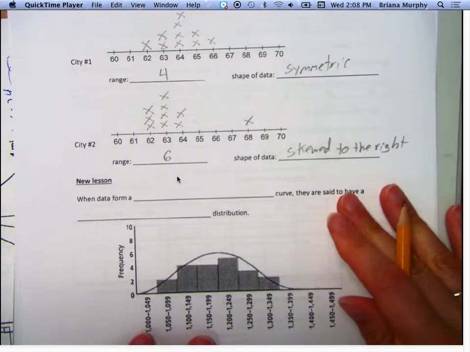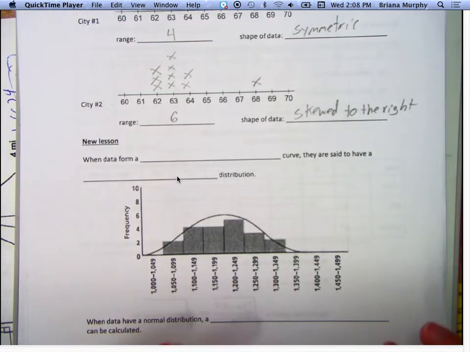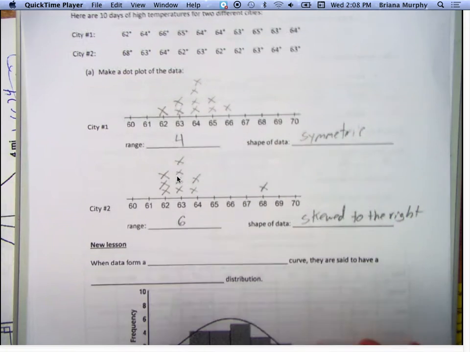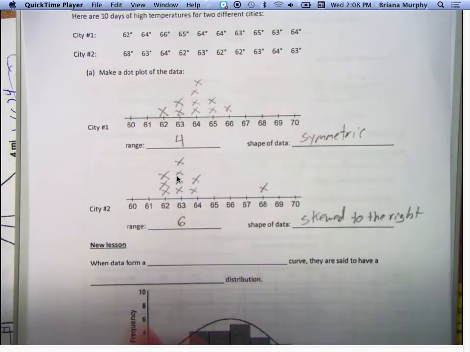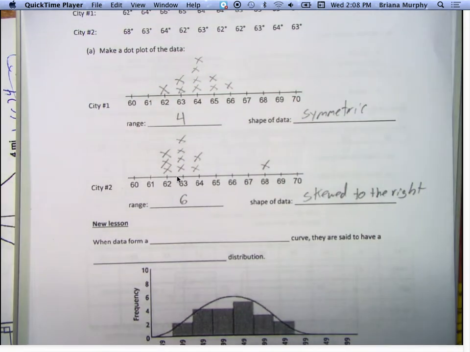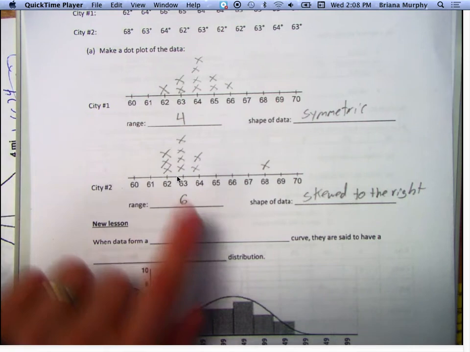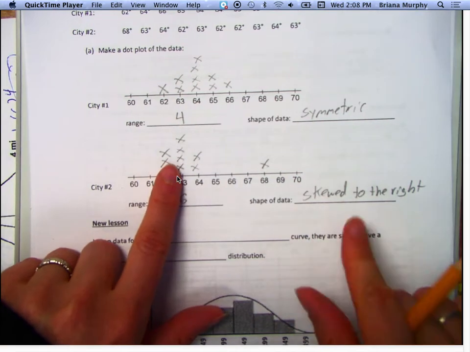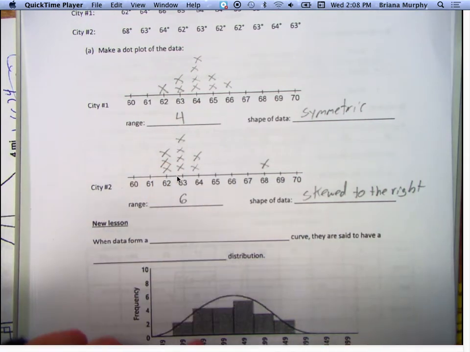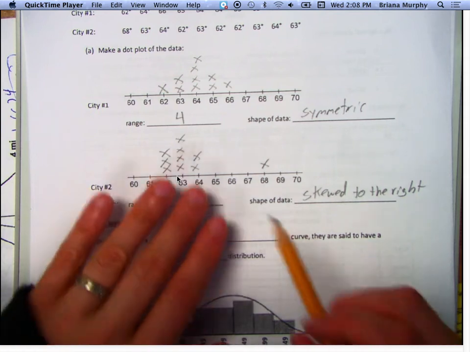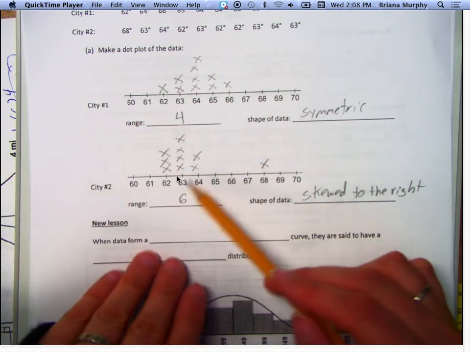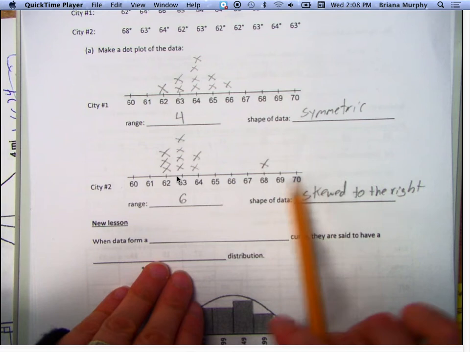Okay. Just a little refresher from yesterday. Why was that one symmetric? Because it's the same on each side. Right, so this is, more stuff is over to the left, so it's skewed to the right. Right, this is the left-hand side, right? More stuff is over here. Less is over here.